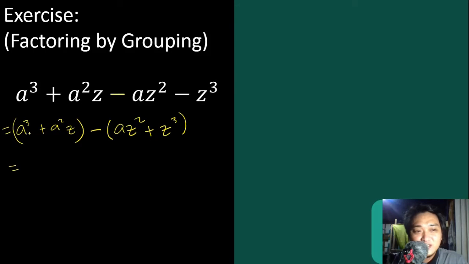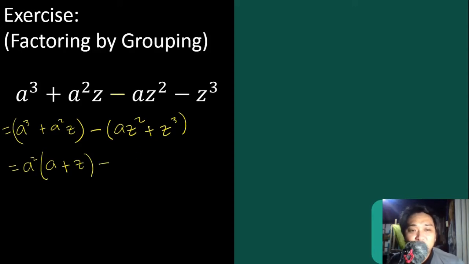So, in this case, you have a cubed, meron ka ditong a squared. So, sa madaling salita, pwede tayong maglabas ng a squared. Ano yung matitira sa loob? I-divide lang natin a cubed divided by a squared, copy the base, subtract the exponent, that will be a raised to 1. No need to write 1. Plus, a squared divided by a squared is 1. No need to write 1. Kasi naglabas nga tayo ng a squared. So, matitira na lang is z.